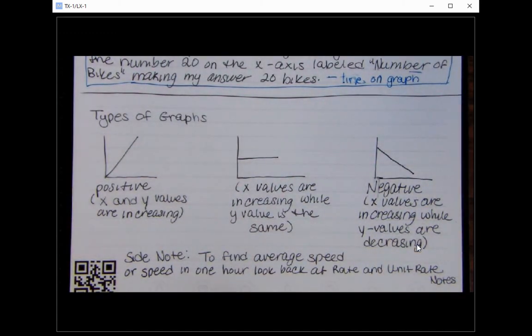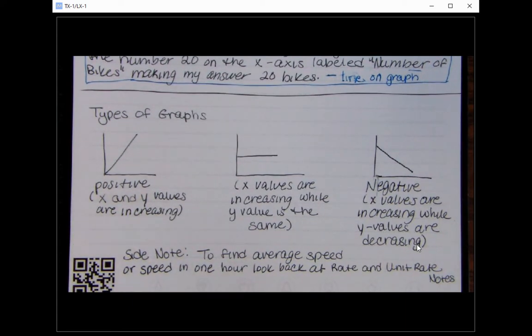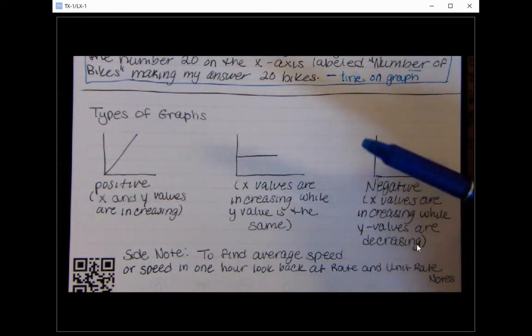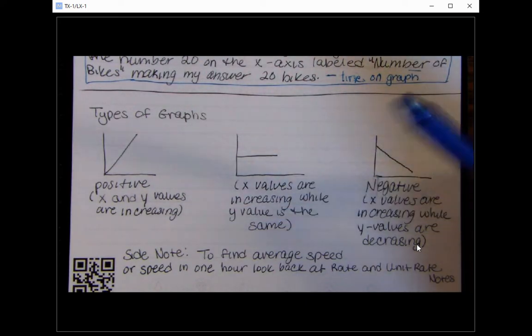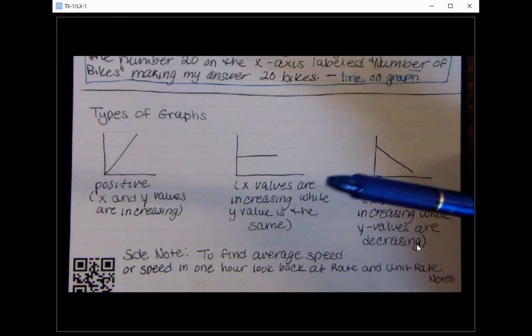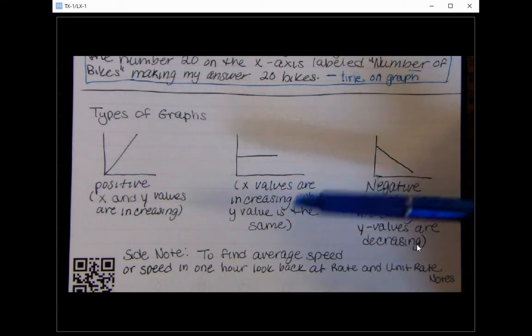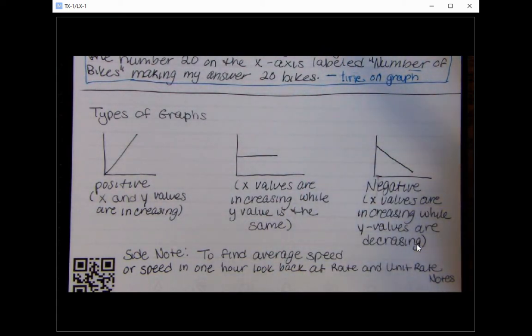So, one more little side note is that if you have to find the average speed or the speed of 1 hour, you can look back at your rate and unit rate notes, or you can do what we practiced, which is looking at the graph or looking at the chart if that information's in there. So, either way, you have 3 ways of finding the average speed.